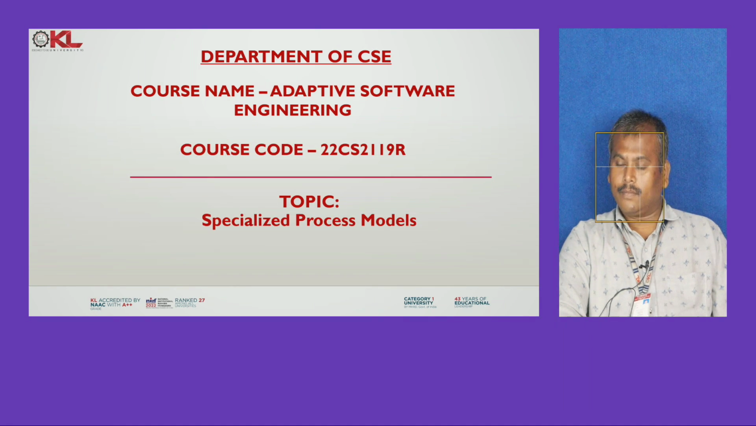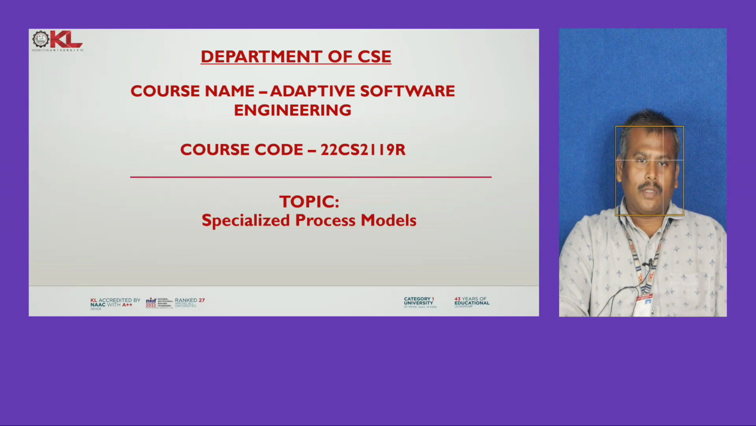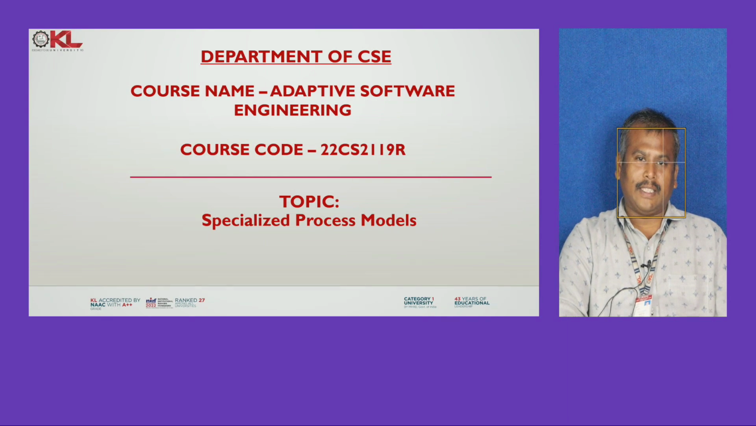Sir, continue, sir. Good morning to all of you. The course Adaptive Software Engineering, the course code 22CS2119R. Till now you have seen the concepts of Adaptive Software Engineering session 1, session 2, session 3. Now let us start the remaining sessions of course outcome 1.